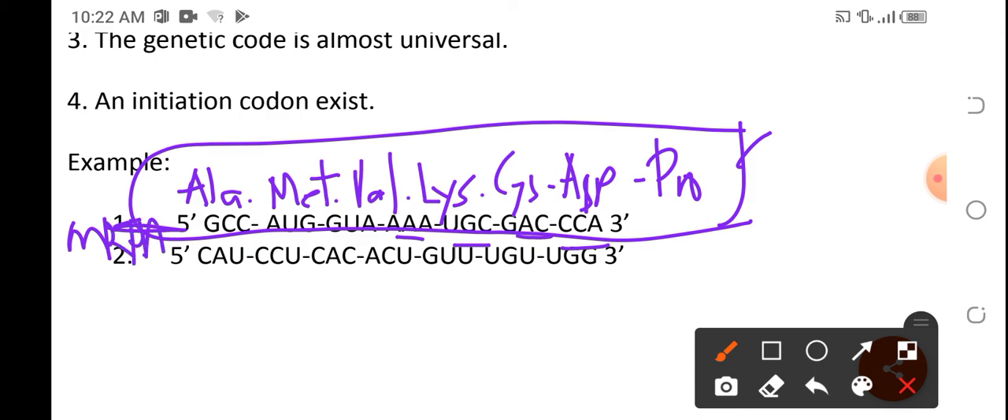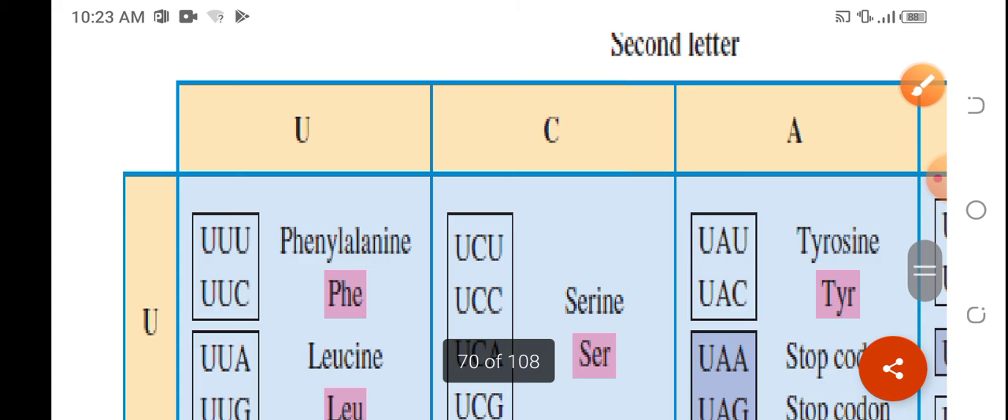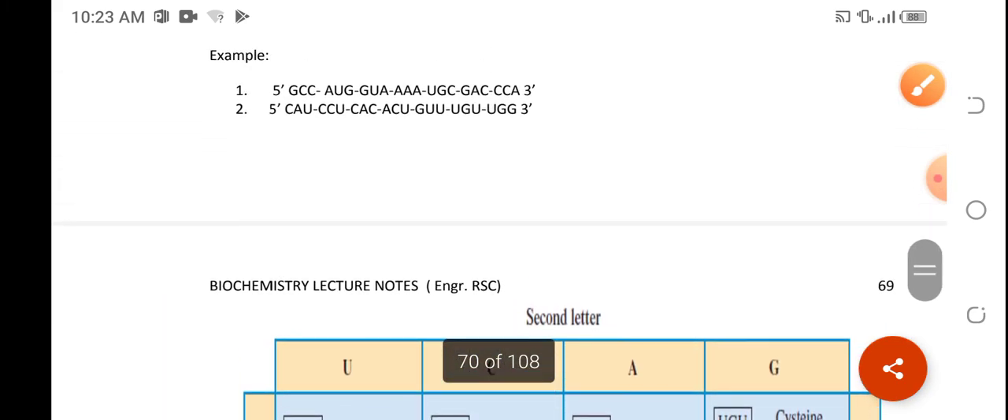So ulitin natin paano natin malalaman kung anong amino acid for this codon. Codon is the three nucleotides or three bases sequence in the mRNA. So gagamit din lang natin yung table ng genetic code. Okay?